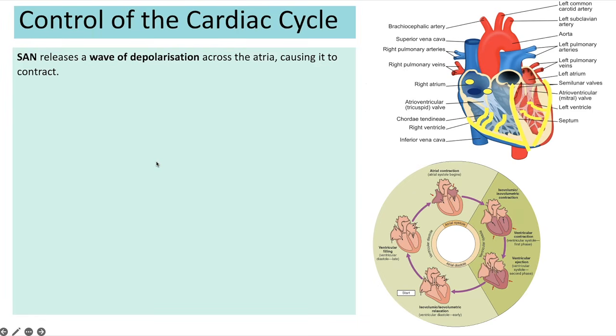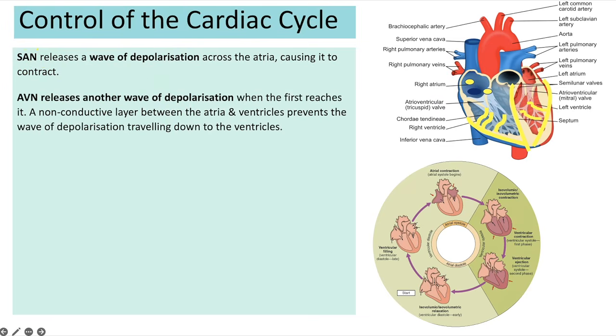So let's have a look at this process. The first thing that happens is the SAN, the pacemaker, releases a wave of depolarisation across the two atria, and that causes the atria to contract. So that is our atrial systole. Now you do have, across the division between the atria and the ventricles, a layer of non-conductive tissue. So that means that the wave of depolarisation can't go directly down into the ventricles, and instead when it hits the AVN, the AVN then releases another wave of depolarisation.